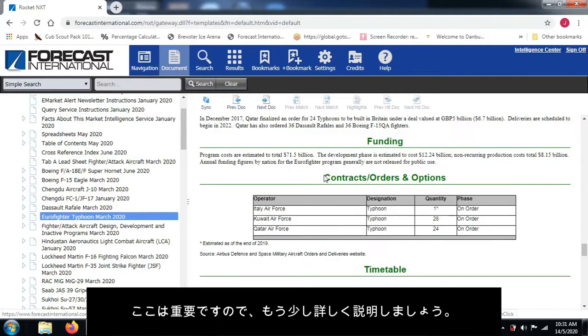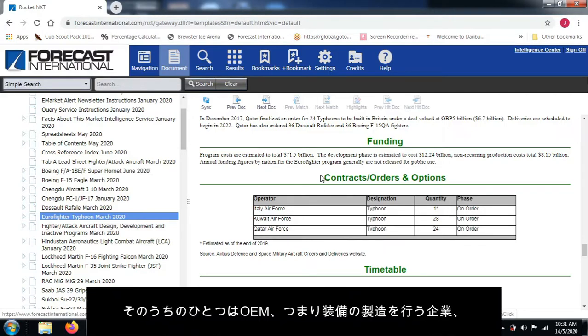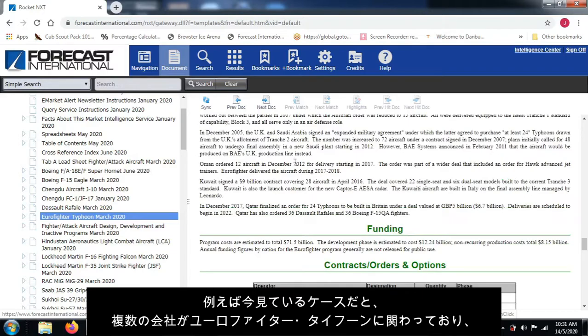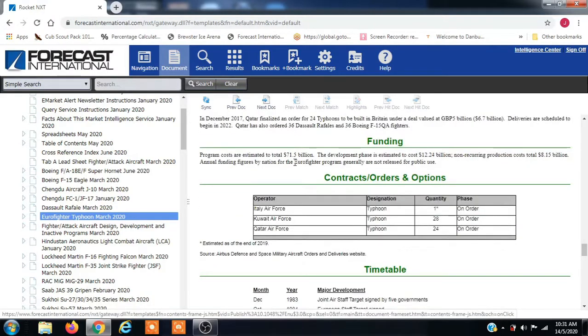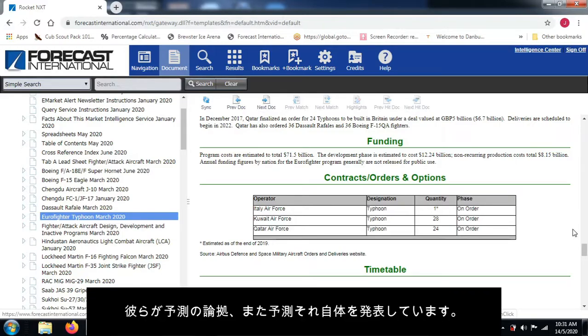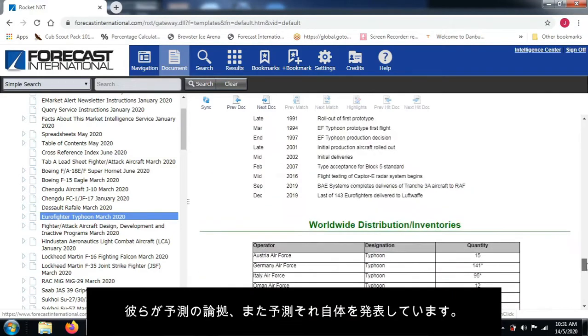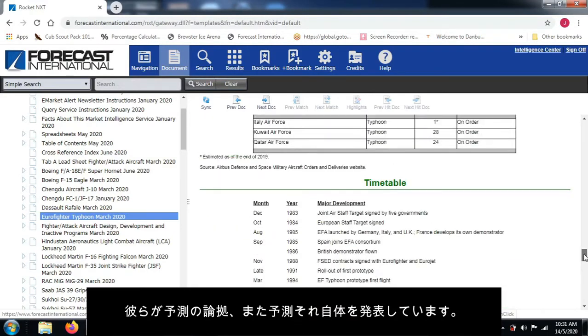And this is important, so I'm going to spend a minute talking about this. If we separate Forecast International's users into 2 broad tranches, we can understand one is an OEM or a manufacturer of equipment. In this case, the different companies that are involved in the Eurofighter Typhoon, they're the ones putting out their forecast rationale and their forecast.